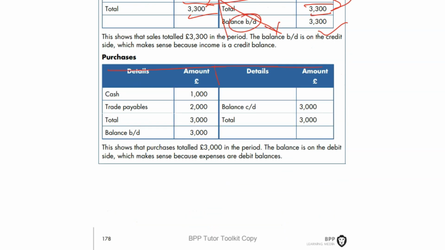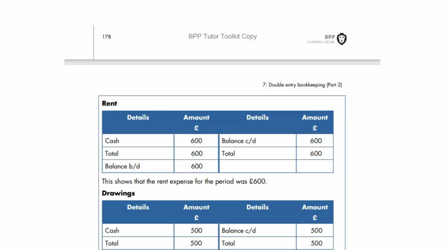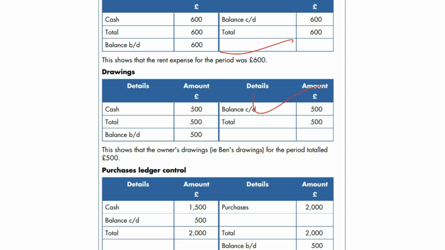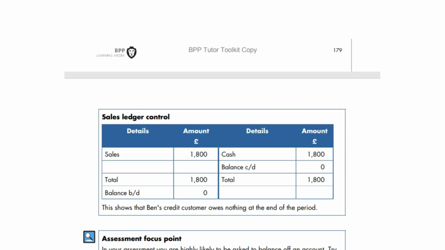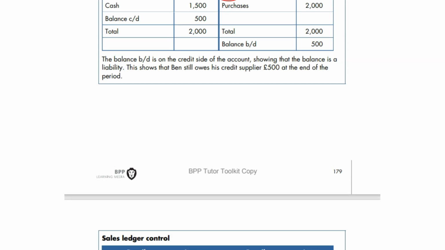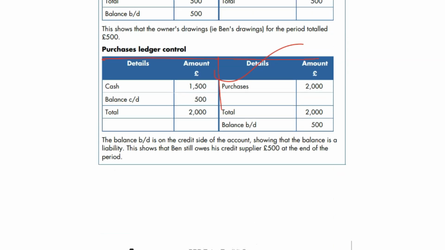So you can do the purchases, yeah. We're going to do plenty of question practice in different videos, maybe in this one as well. So to add up, you at first write down 3,000, nothing to take away, all of it becomes balance CD, balance CD becomes balance BD. So this rent, drawings and PLCA you do. Have a look at the PLCA and SLCA. PLCA, this is a credit balance, right? Credit account. So 2,000 was the only item.